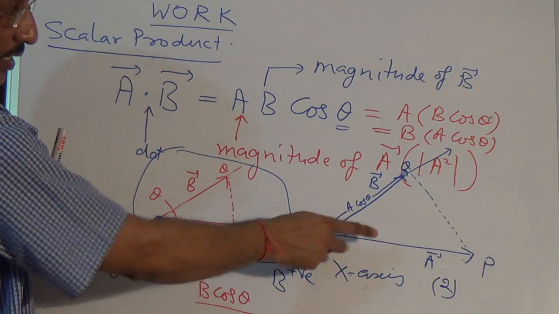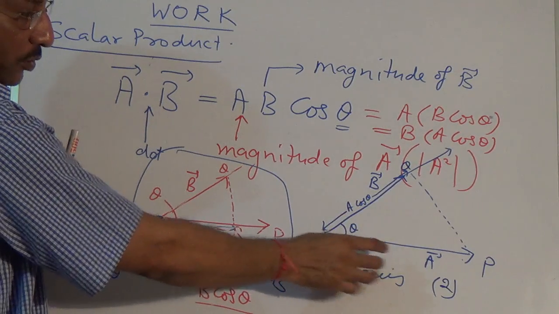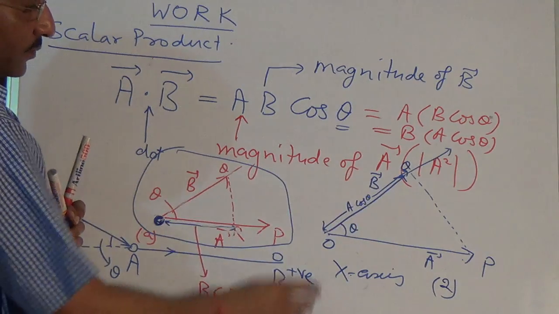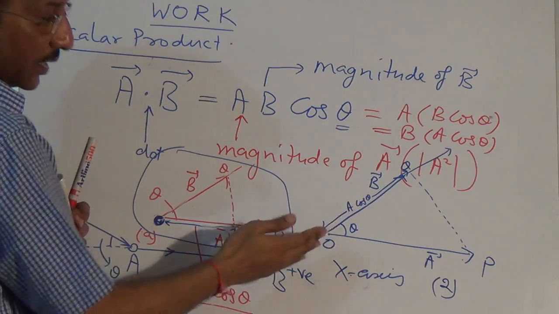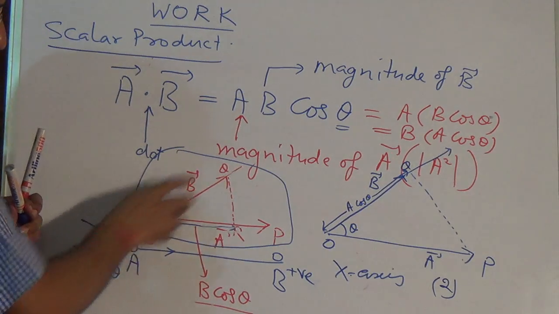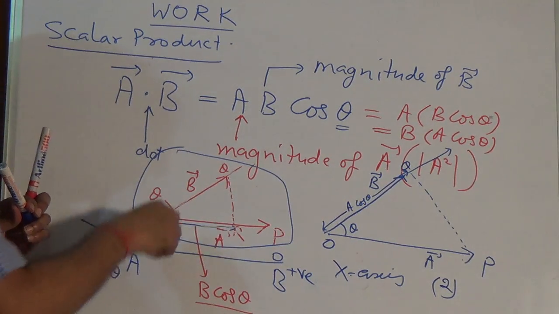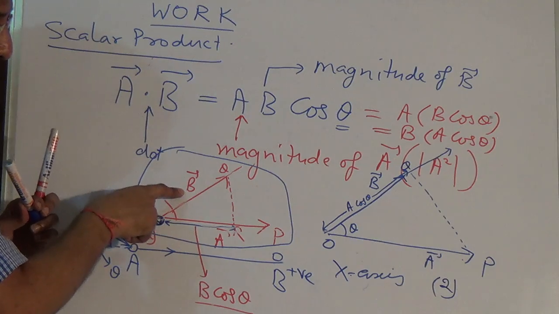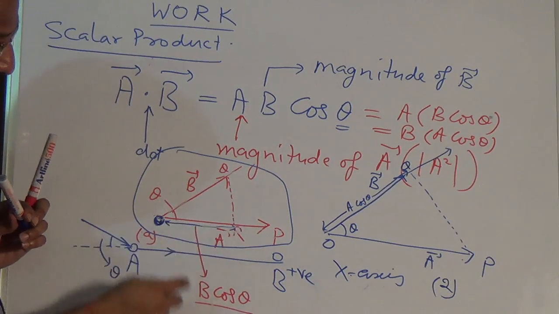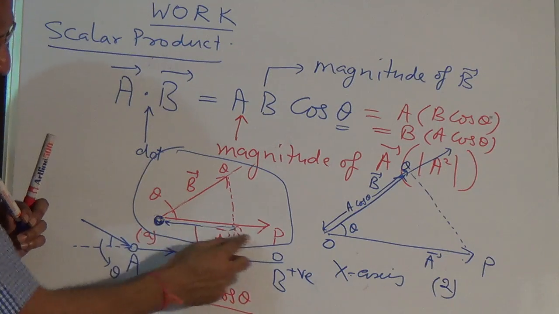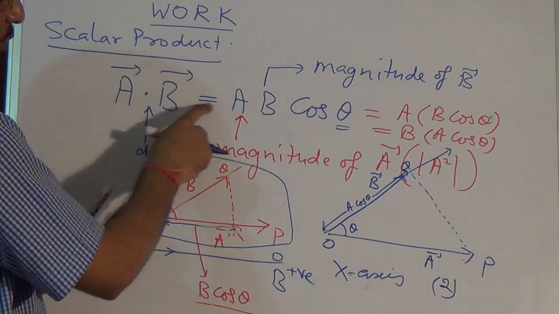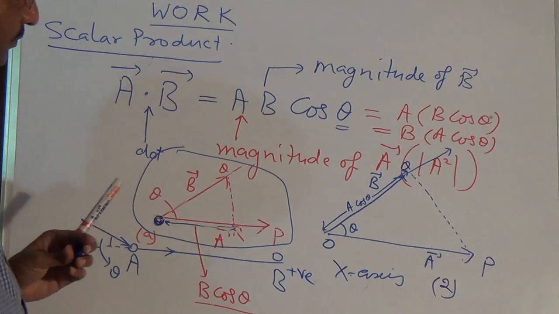A cos theta, again I am repeating, is the projection of this vector A along the direction of B. Into the same direction this is vector B, and this is vector A. I am finding the projection of this vector B along the direction of A. So this is B cos theta along the same direction of A, and the total result is A dot B equal to AB cos theta.